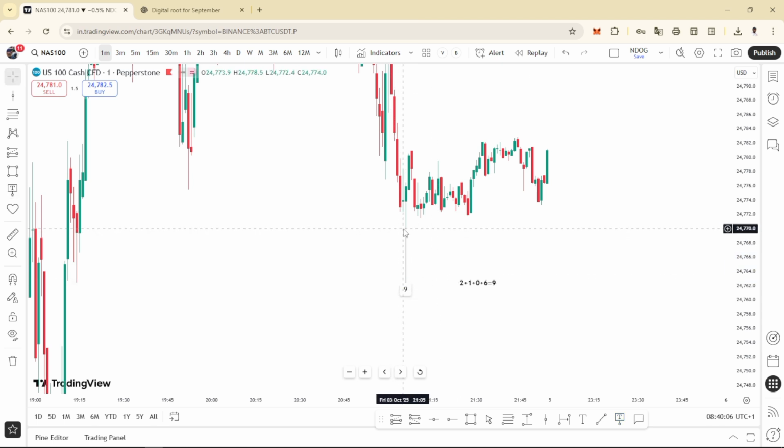Now let's look at this low. Where does it form? By looking at the low right here, where does it form within the price axis? Now let's go quickly and pay attention to that. On the price axis, it's 2 4.